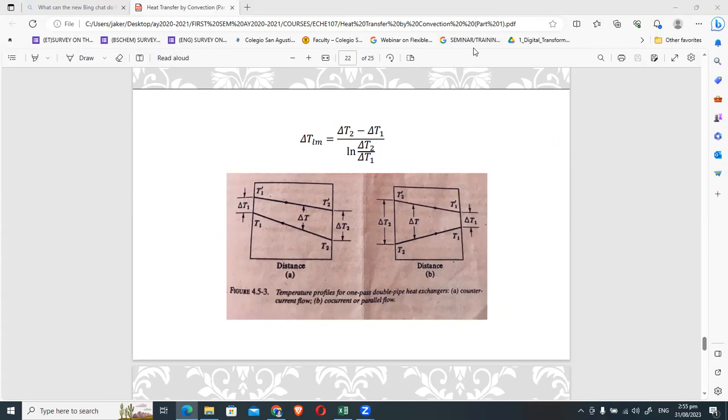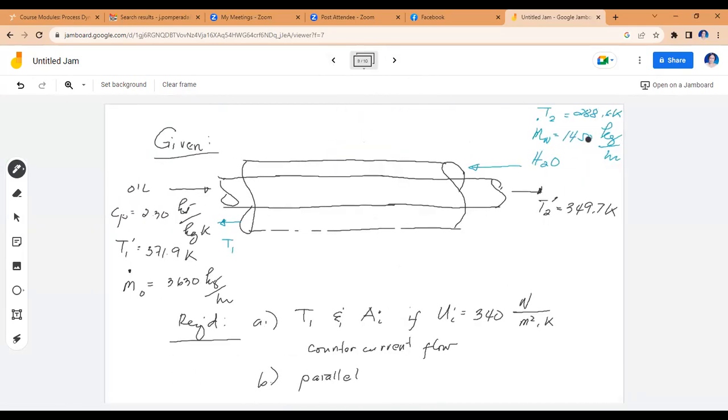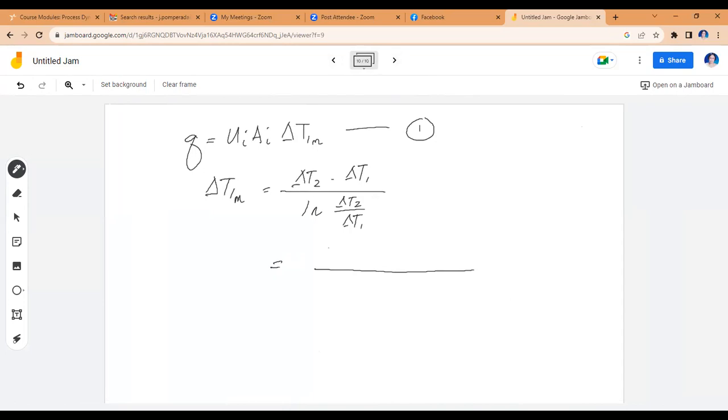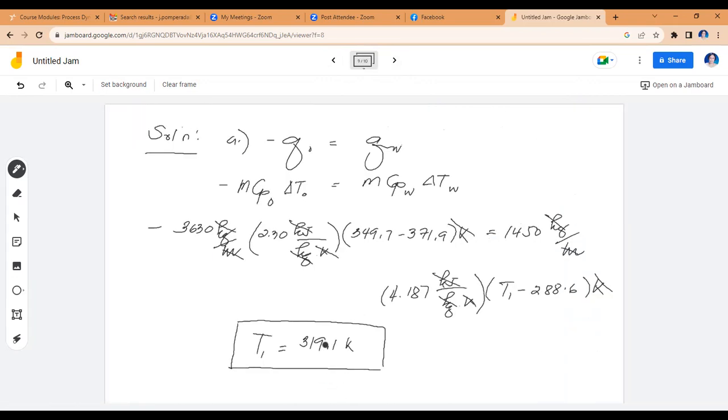I'll go back to the Jamboard now. Okay, so our delta T2 will be this side. 288.6 minus 349.7. And then your delta T1, you have the one that we solved and this one, 371.9 minus 319.1.